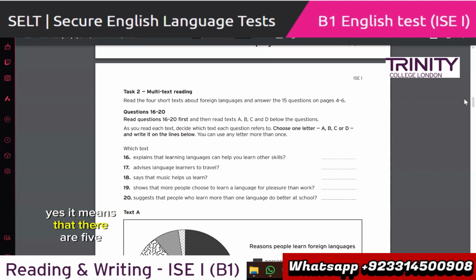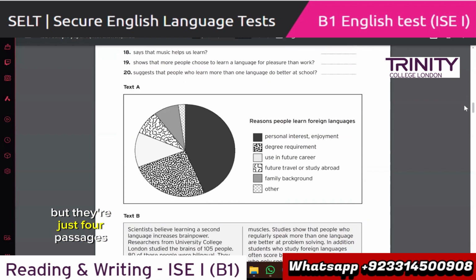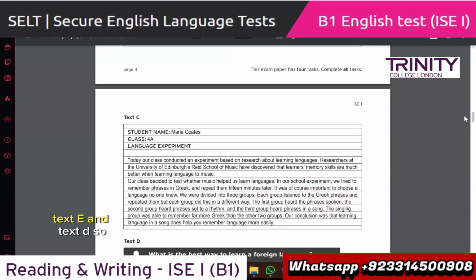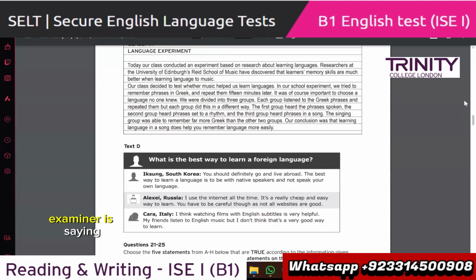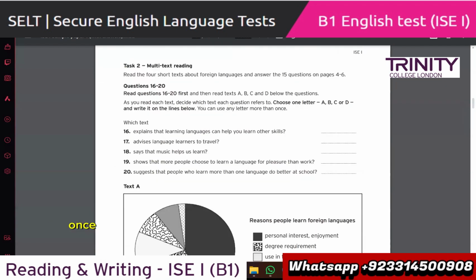Yes, it means that there are 5 statements, but there are just 4 passages: text A, text B, text C, and text D. So the examiner is saying you can use any letter more than once. For example, I say this is in text A, this is in text B, this is in text C, this is in text D, and I can repeat one letter here, that is B, because I need to give an answer for all these 5 statements. You can use any one letter more than once.